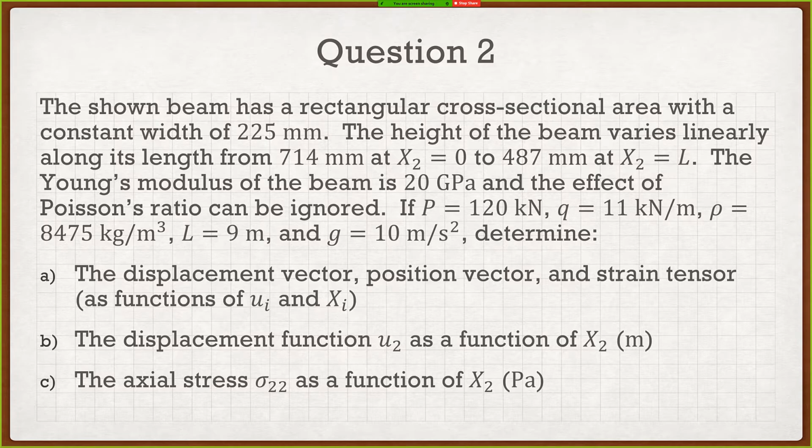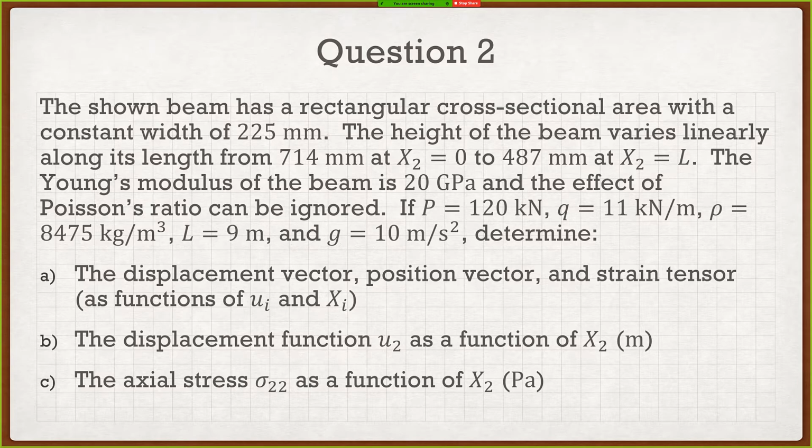So if you guys actually look at the beam, it's very similar to what you guys had in assignment number 5, but it's a little bit easier because in assignment number 5, both the height of the beam and the width varied. Now only the height varies while the width is kept constant. It says the height of the beam varies linearly along its length from 714 millimeters at x2 is equal to 0 to 487 millimeters at x2 is equal to L.